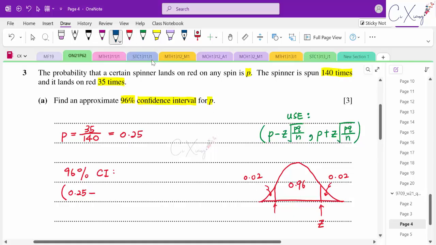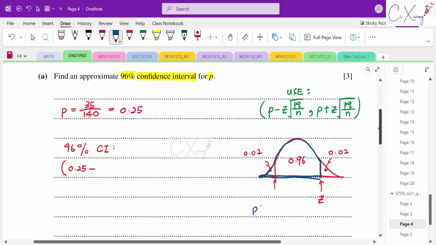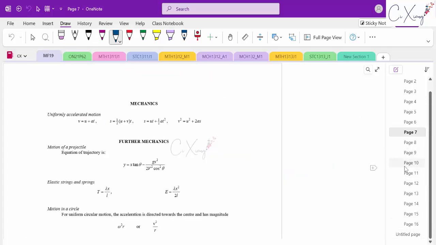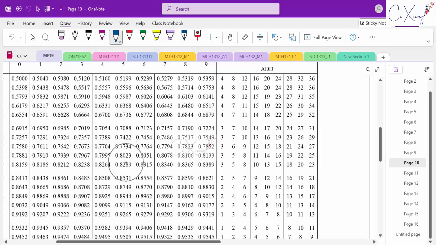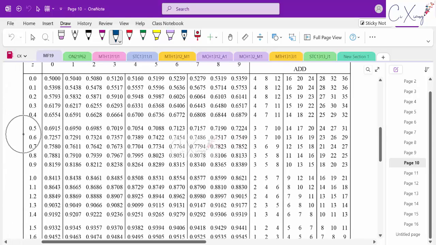To find the Z, I need to use the normal distribution table in the reverse way, by looking at this whole area that I labeled in blue color here. Because the probability of Z smaller than this value of Z should be equal to 0.98. 0.96 plus 0.02, so you get 0.98. Therefore, we go to the table and use it in the reverse way. That means I have the probability here, then I need to find the value of Z outside.